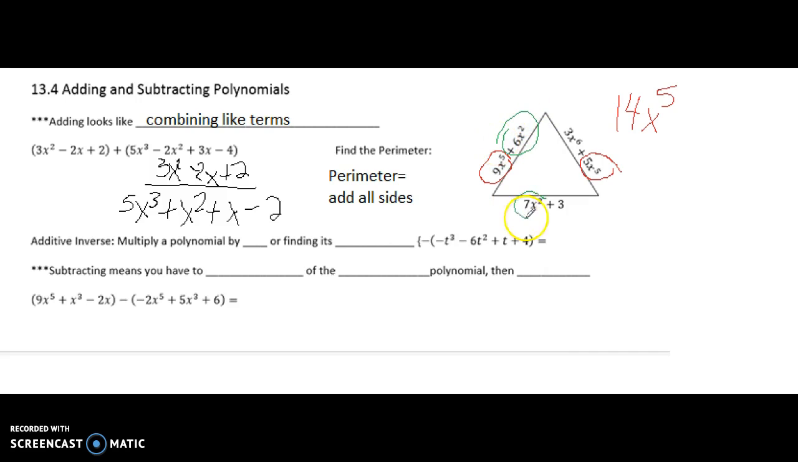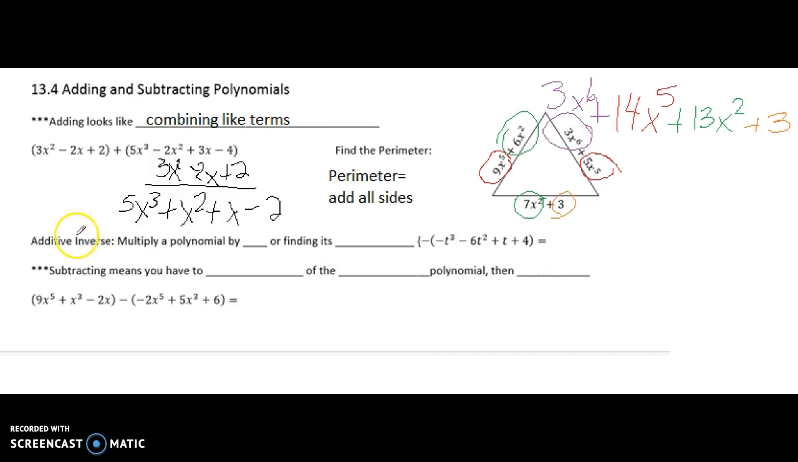I also have some x squared terms. So I have a 6x squared and a 7x squared. So that gives me 13x squared. And then I also have this 3x to the 6th, but it doesn't have any friends. So I'm going to put this one out front. 3x to the 6th plus 14x to the 5th. And then I have this plus 3. Again, doesn't have any friends. So my perimeter then would be 3x to the 6th plus 14x to the 5th plus 13x squared plus 3. So it's just combining like terms.